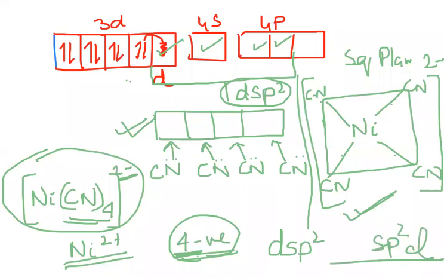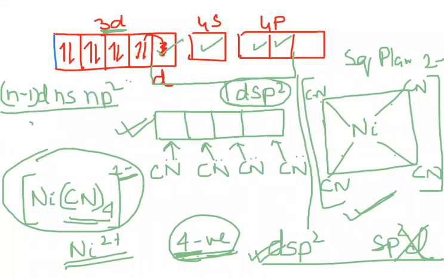No, this will not be written. It will be this, dsp2. Why will it be dsp2? Because you see, it is the 3d, the inner d orbital, which is being used up. Therefore the (n minus 1)d orbital is involved, and ns is involved, and two np orbitals are involved. So that is why the d is written before s and p.